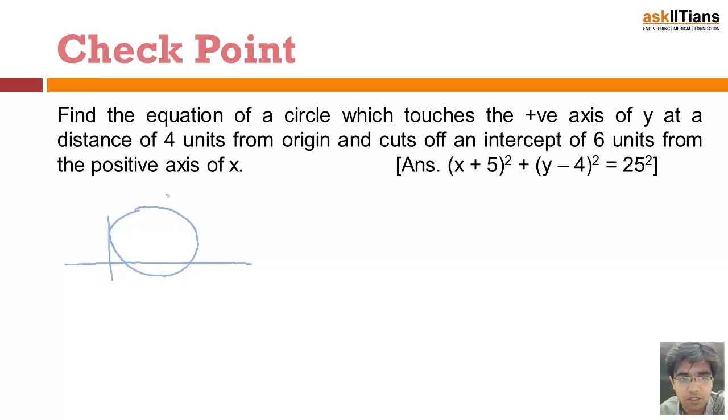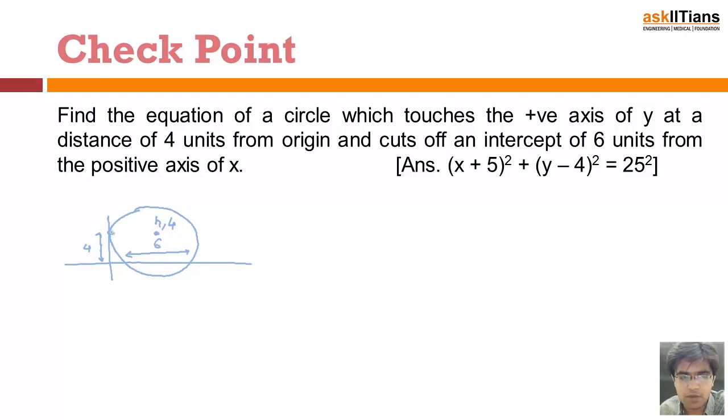Remember that it is written that positive x-axis and positive y-axis, so we don't have to look out for other cases. Now this point is at a 4 unit distance from origin. Similarly, this intercept is 6. Again, as I have already said, we chase for center and radius. So if this distance is 4, then I can clearly say that the y coordinate of center is 4. Let's say that my center is h comma 4.